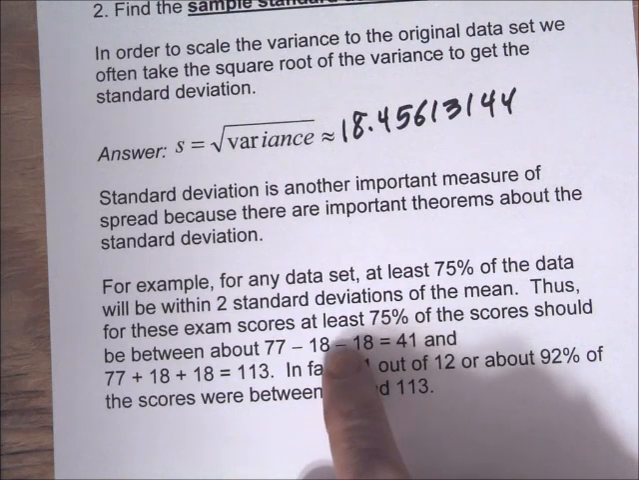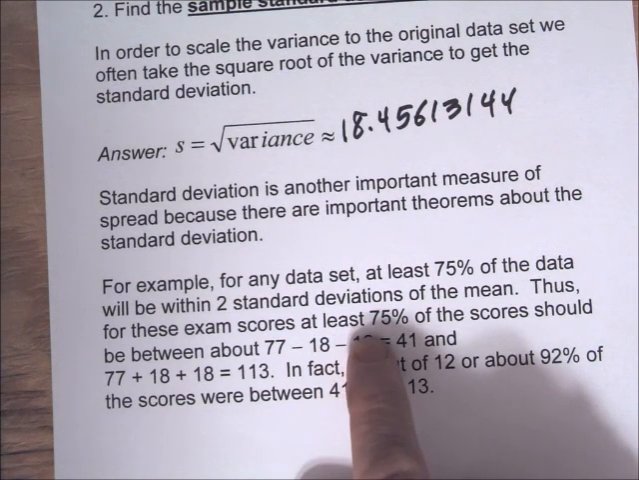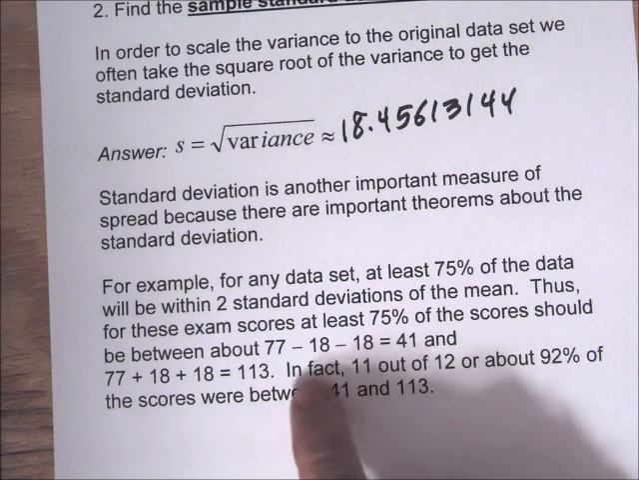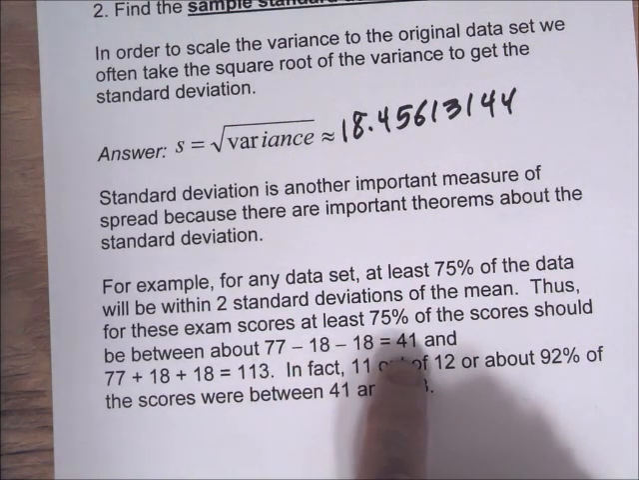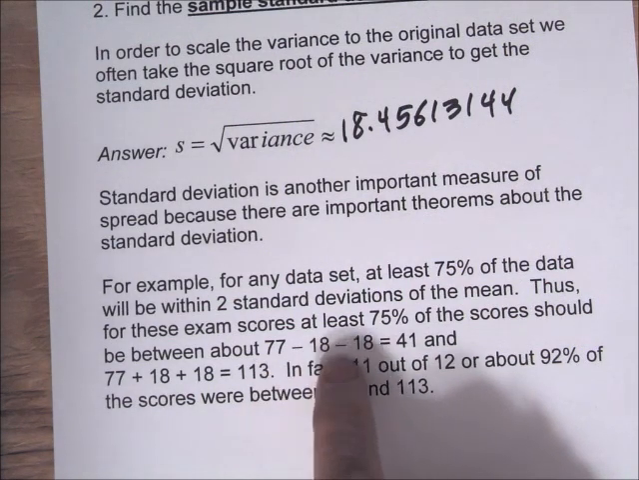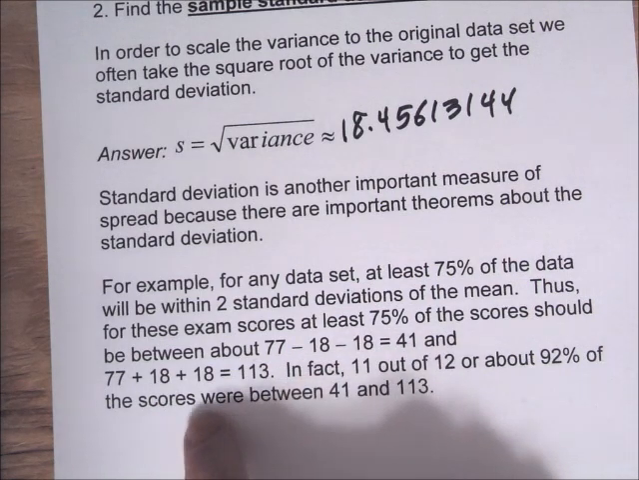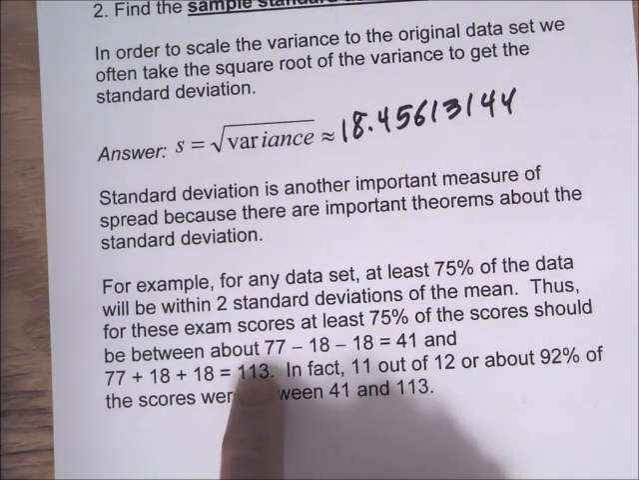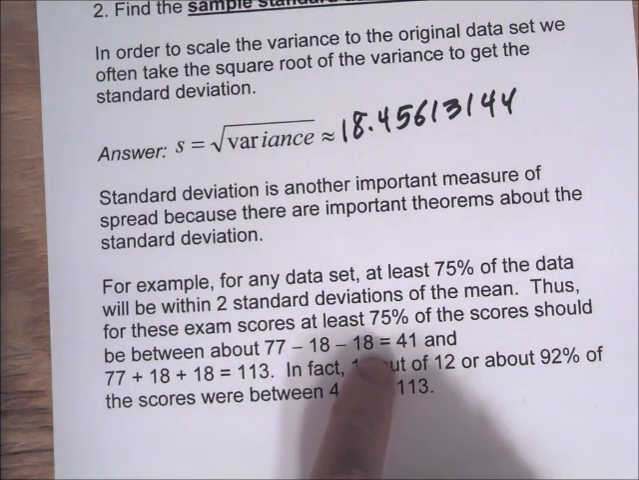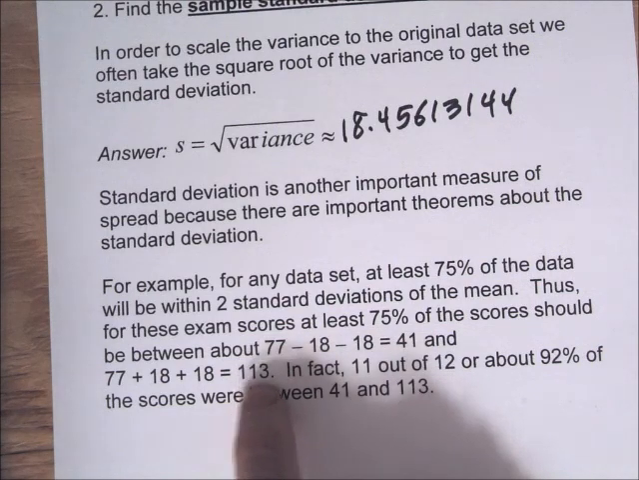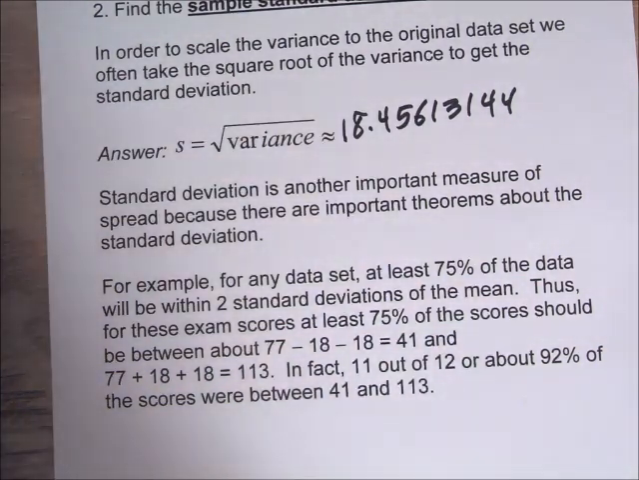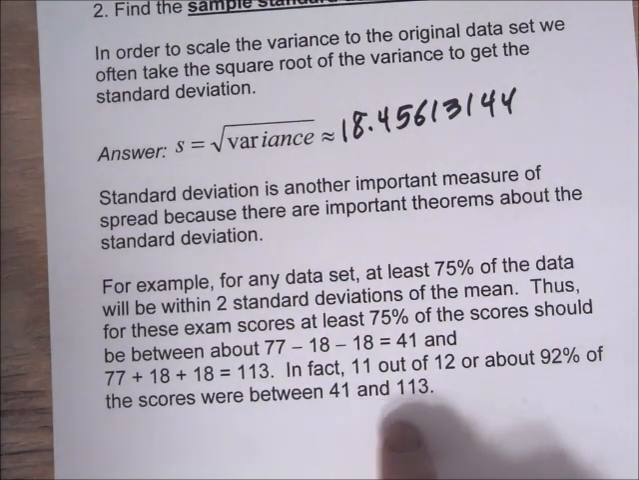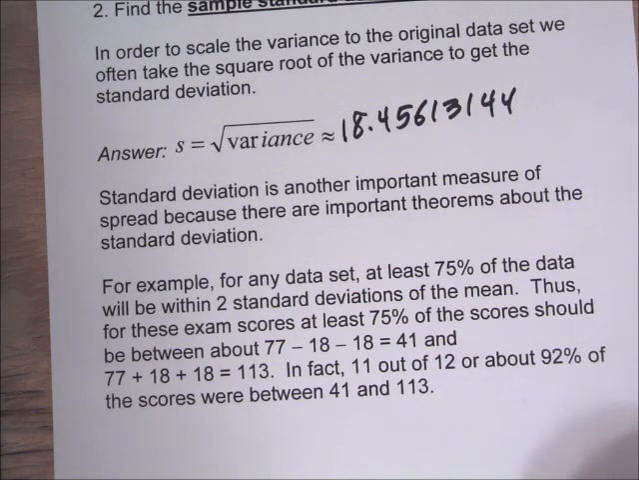So for these exam scores, 75% of the scores should be, if you go 2 standard deviations below the mean, 77 minus 18 minus 18 is 41. Two standard deviations above the mean, 77 plus 18 plus 18 is 113. And so at least 75% of the scores should be between 41 and 113. In fact, in this case, 11 out of the 12 scores, or 92% of the scores, are between 41 and 113. So anyway, that's one of the theorems that's useful for the standard deviation.